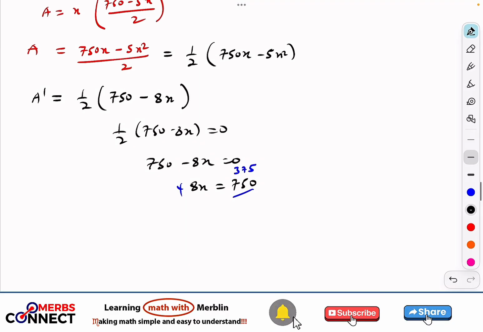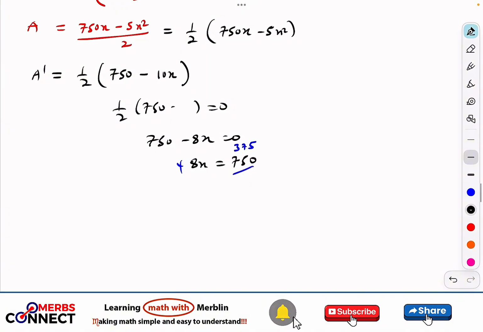So when I multiply through, when I take the derivative, this one should be 10x. So 10x also here. So let me just do everything here again. If 10x, then if I divide 2 by 10, then x should be 75. Okay, this job done.